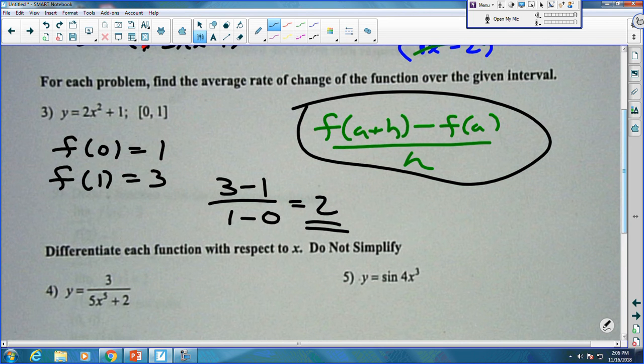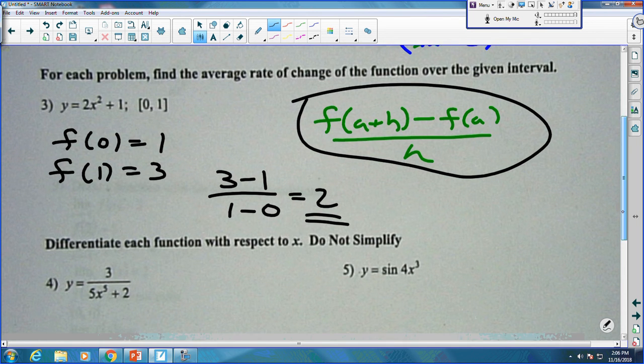Guys, you only do this green method. What if I asked you for 8 different places? Then you want to do the green, right? What if I told you I wanted the average rate of change starting at 0 going to 1, starting at 0 going to 2, starting at 0 going to 7, starting at 0 going to 3.2. Then you want to do that because you have a and h changing. But if you have just one place, boom, it's done. All right.